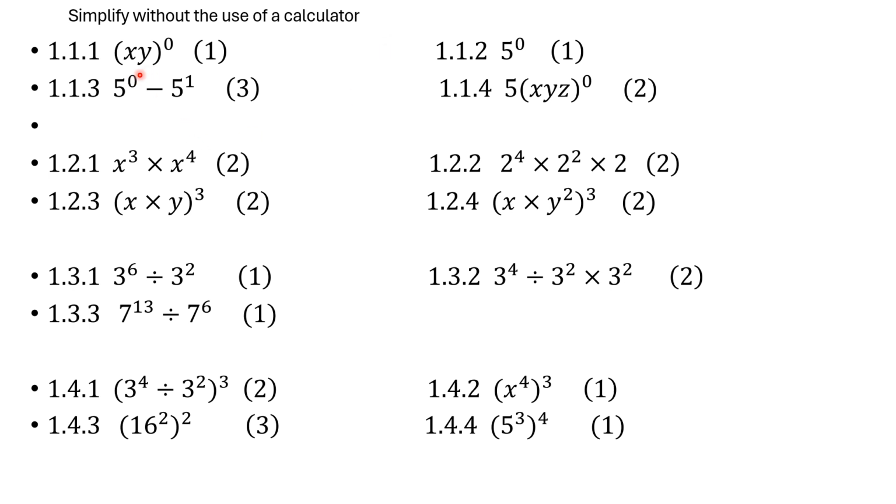First set here, we have xy to the power 0, 5 to the power 0, 0 minus 5 to the power 1, 5 times xyz in brackets to the power 0. So we're testing, do you understand the rule? What happens when something is raised to the power 0? 1.2.1, we have x cubed times x4.